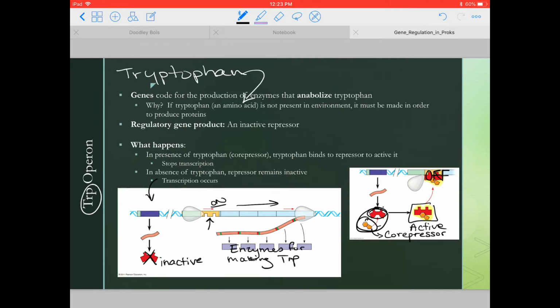So active repressor means that this gene is effectively turned off, and the enzymes for making tryptophan are no longer expressed because you don't need them. You already have tryptophan. Why make it? As soon as tryptophan levels fall back down to a certain threshold, then this system kind of breaks down. The tryptophan breaks away from the repressor, it goes back to being inactive, and voila, you're back to this scenario.